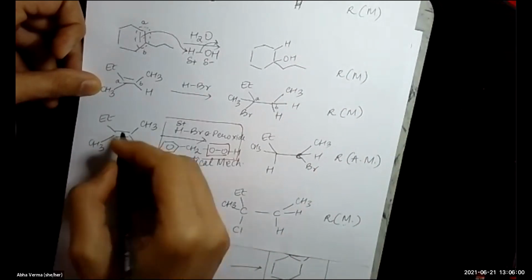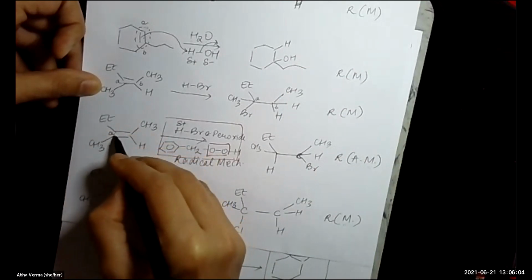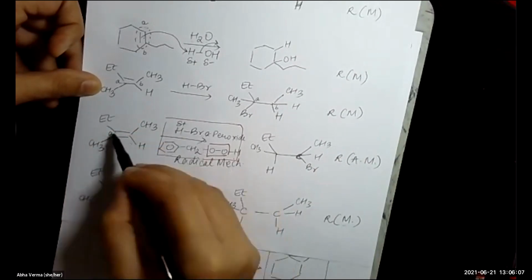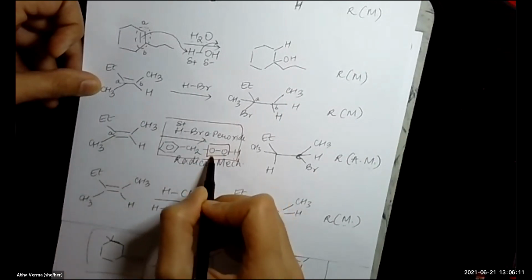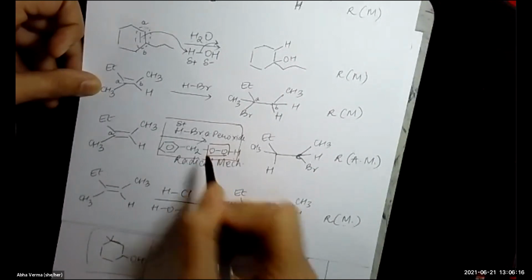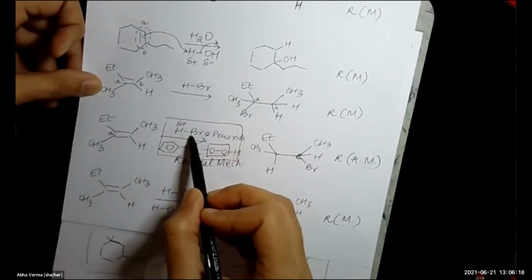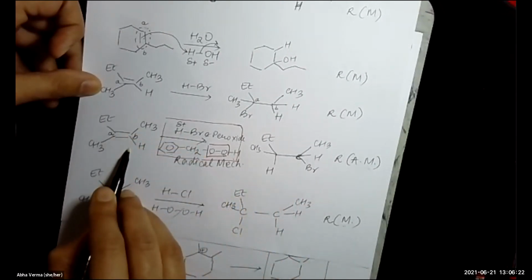In this case, this particular carbon is the more substituted carbon. So ideally, the Br should have gone here. However, because of the presence of a peroxide, and a peroxide will look something like this, the Br will go to the less substituted carbon. Now this combination is only true when HBr and a peroxide are present.